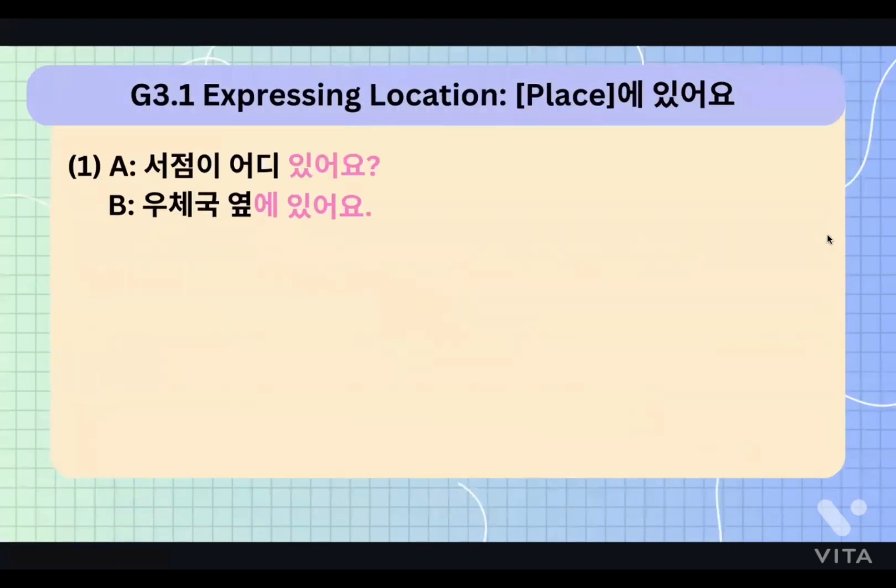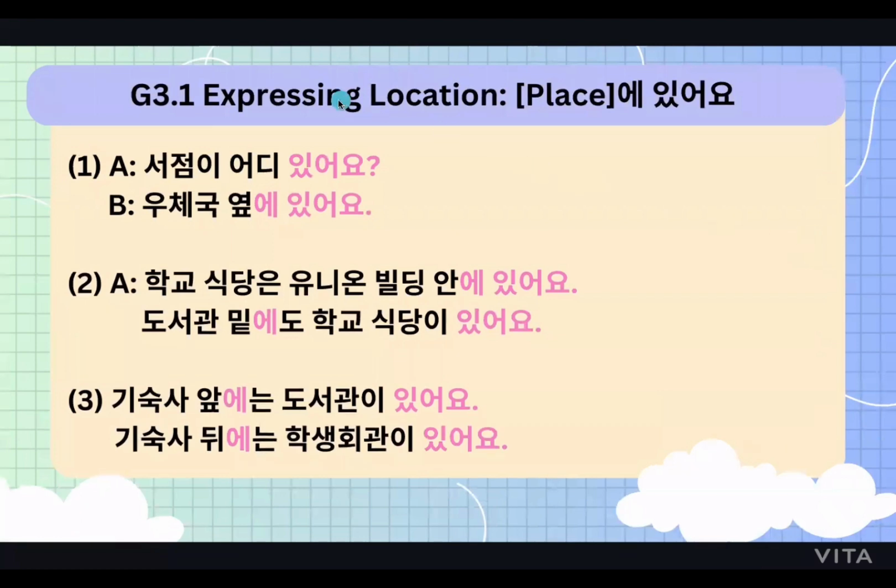자, all right, then let's look at a little bit more detailed part of expressing location. 자, 여러분, today our grammar two main points are expressing location and what else? Changing the topic, right? 자, expressing location is place, 어디, 어디에 있어요. 자, look at this example.